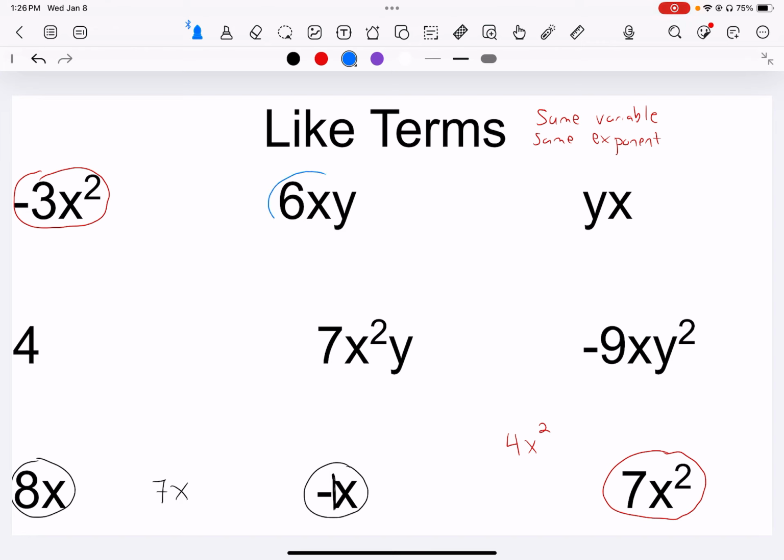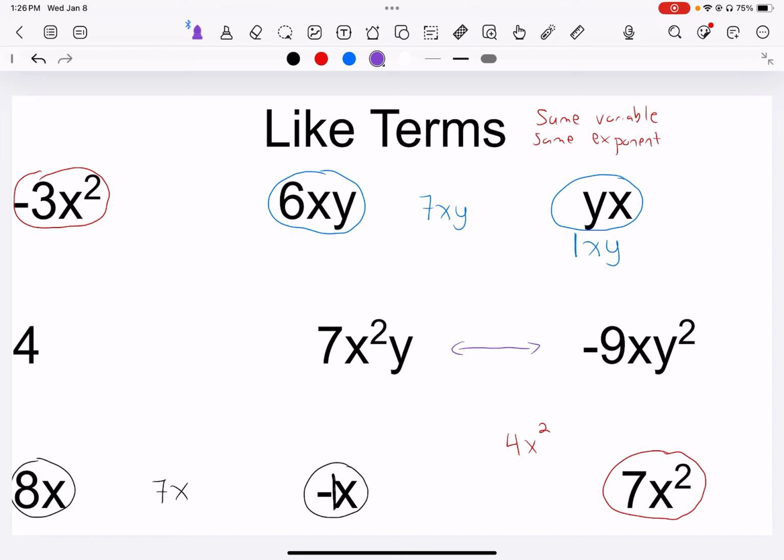Another set of like terms is 6xy and yx. They don't look like like terms, but multiplication is commutative. You can reverse the order. So yx is the same thing as xy. That's why it's always best to write multiple variables in alphabetical order to clearly see if they're like terms. We have an imaginary 1 there, so when we combine these, we would have 7xy. And those are our only set of like terms.